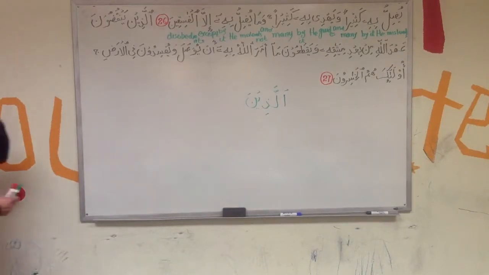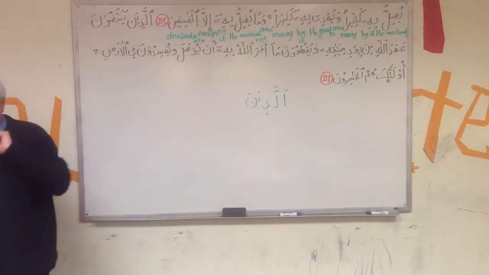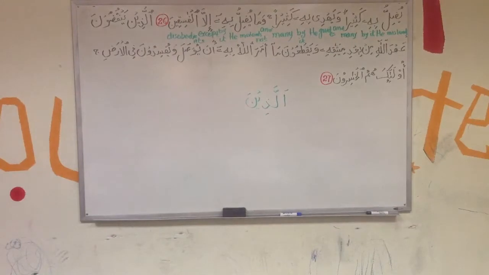Okay? You can combine this noon with this lam. So you can stop if you want to stop. You can say illal fasiqeen. Then you start saying alladhina, which is correct. But you can also continue illal fasiqeen allazina. Okay?